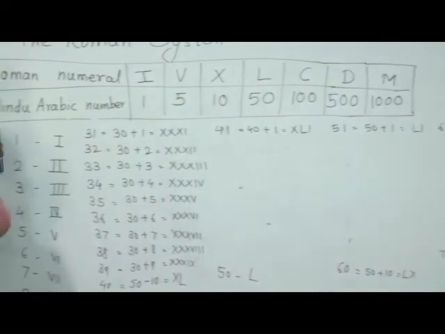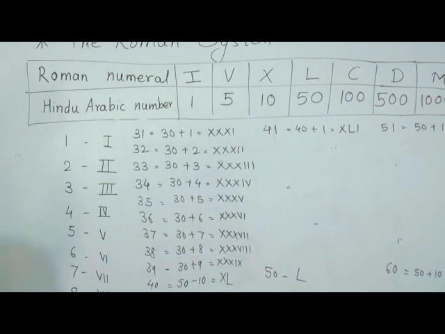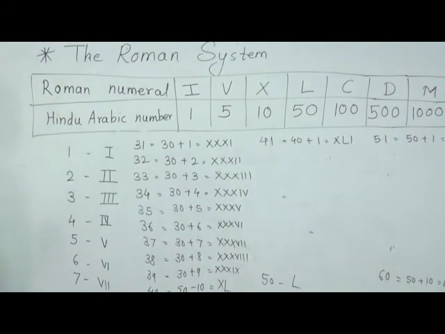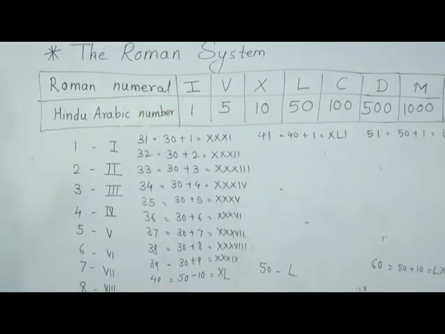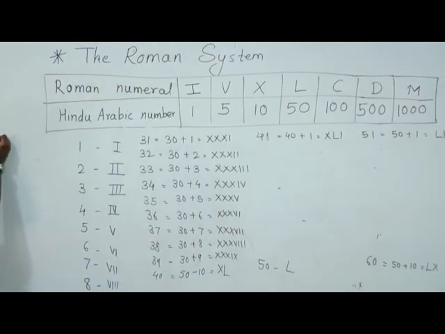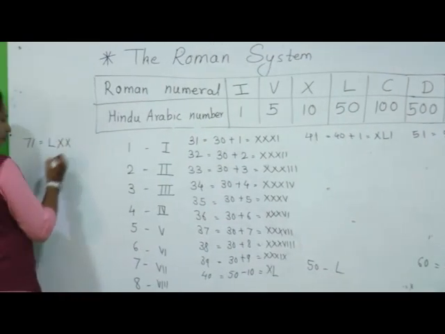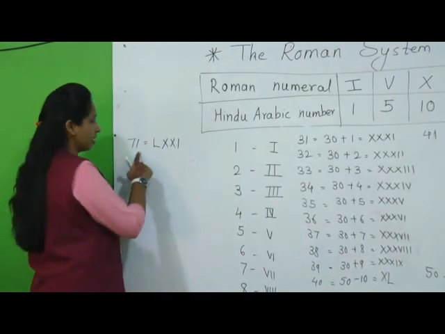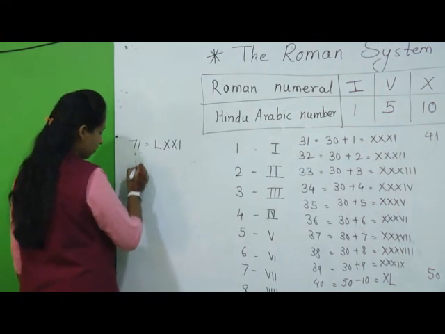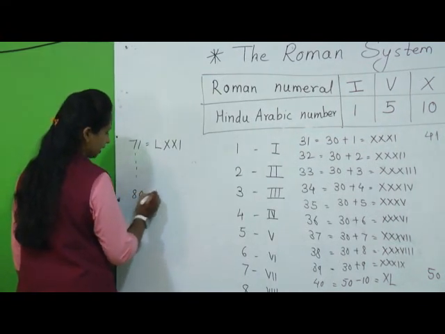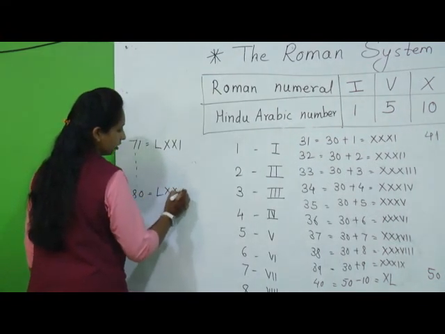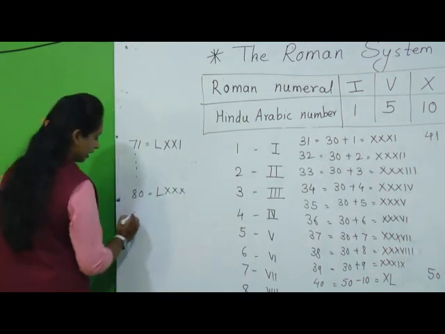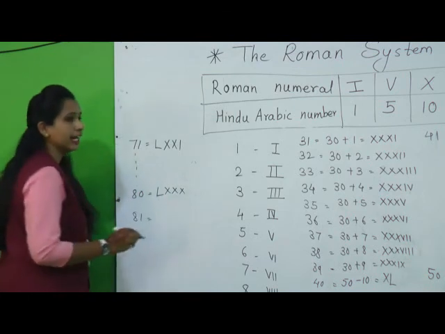Now I will tell you the next one. After 70, 71. So 71 means 70 plus 1 is 71. So 70 value is L double X, and 1 means I. In the same way when you continue, 80 will come, L triple X. Are you getting it? And now 81. Now what about 81?